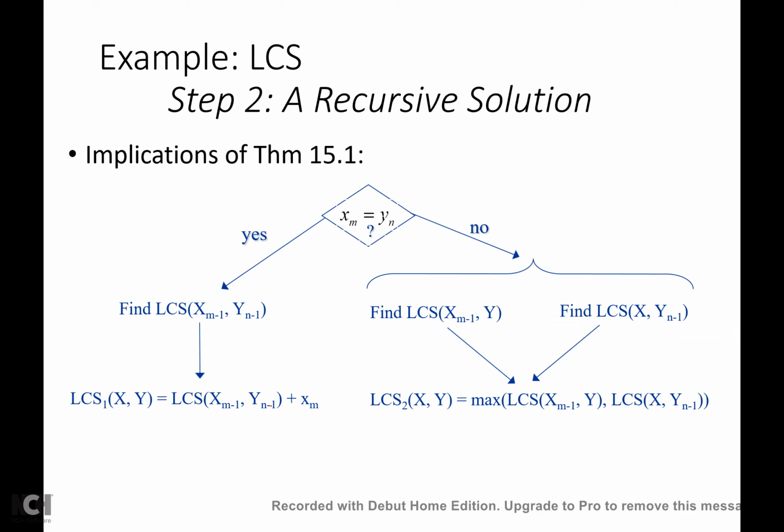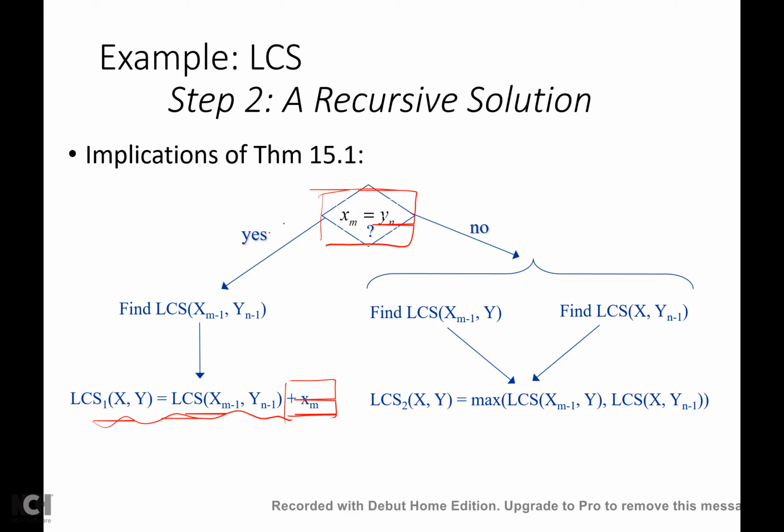And then, based on what we observe, the optimal structure of this computational problem, we can try to write down the recursive solution. We check the last element in the two sequences, whether they are the same or not. If the same, we find the longest common subsequence of xm minus 1 and yn minus 1 plus the last element, right? In that case, the last element in both sequences makes the contribution.